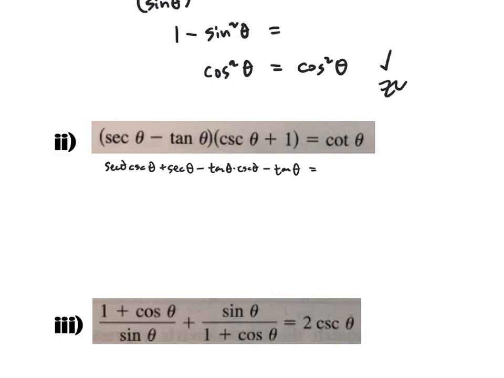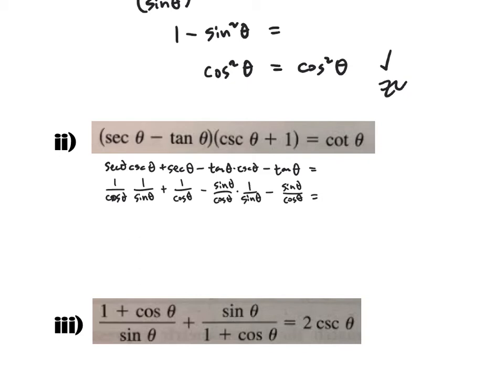multiply these two together. Secant theta is 1 over cosine theta. Cosecant theta is 1 over sine theta. Secant theta is 1 over cosine theta. Tangent theta is sine theta over cosine theta times cosecant theta, which is 1 over sine theta. And tangent theta is sine theta over cosine theta. Oh boy, we want to come out with cotangent of theta. Let's see if there's anything we can do here to get us there.